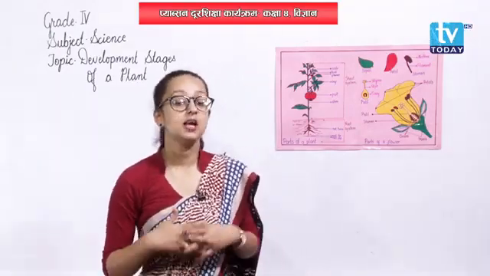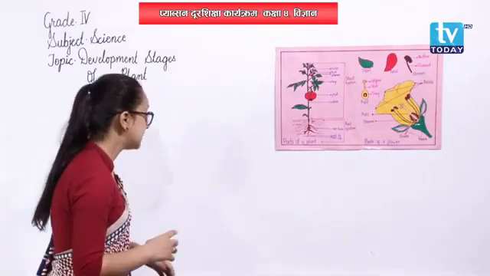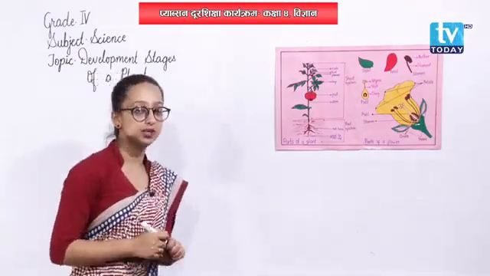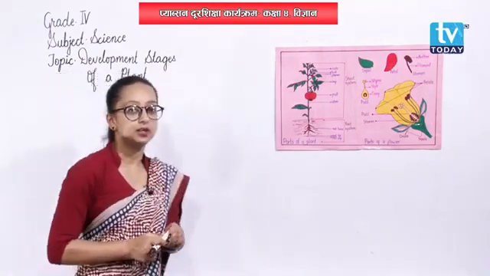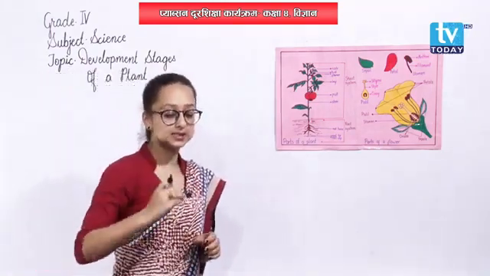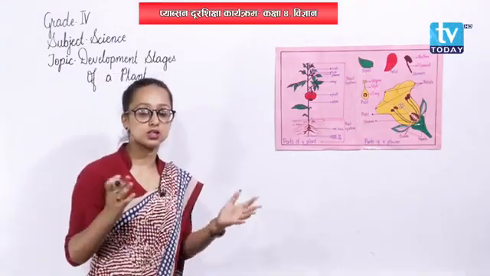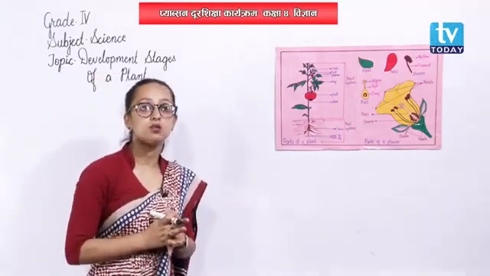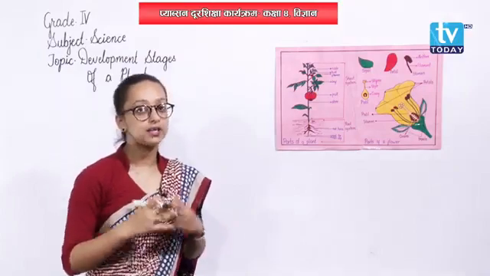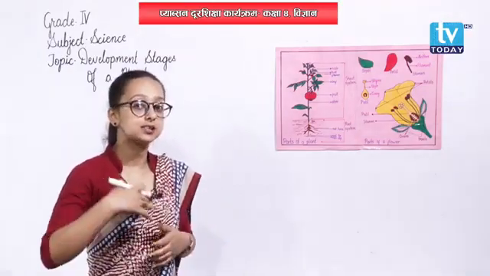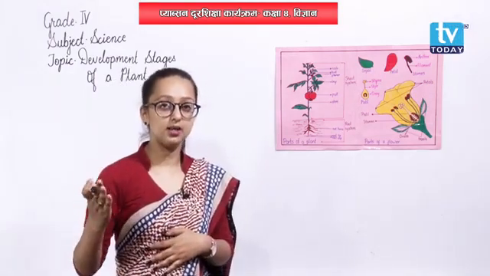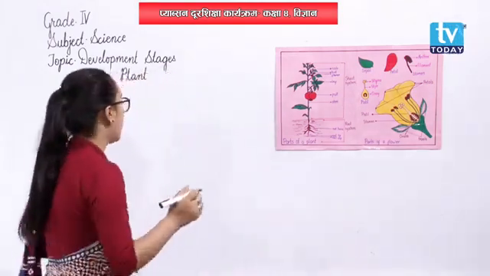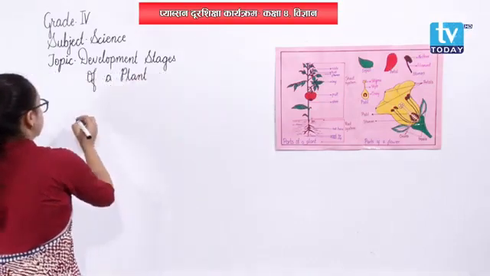Now let's see how a seed develops into a young plant. Suppose we keep a seed inside the soil, and it is nurtured daily with the proper amount of water, sunlight and air. Then it starts germinating, that is, it starts growing up. Let's check out how a seed germinates.